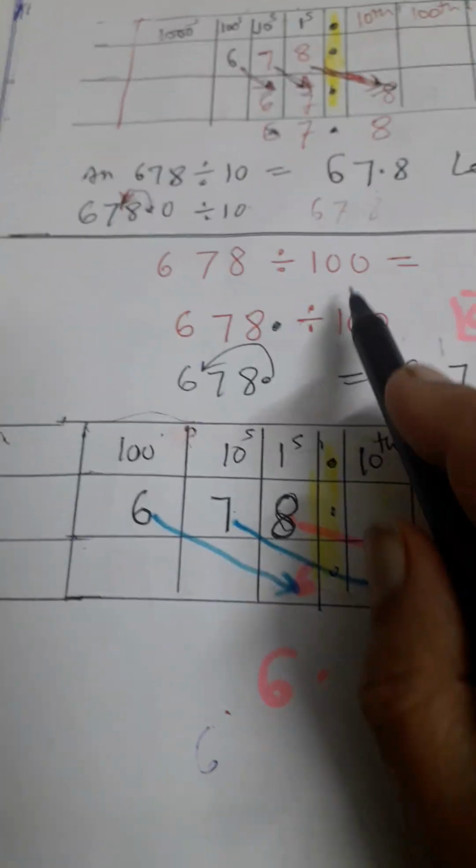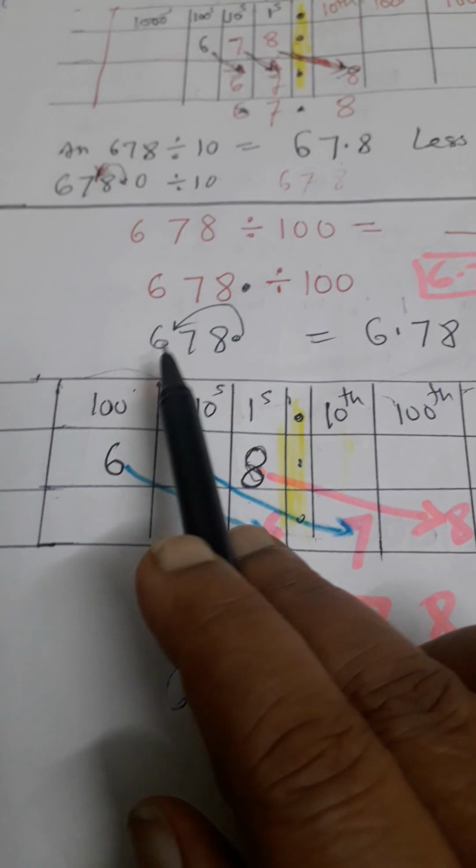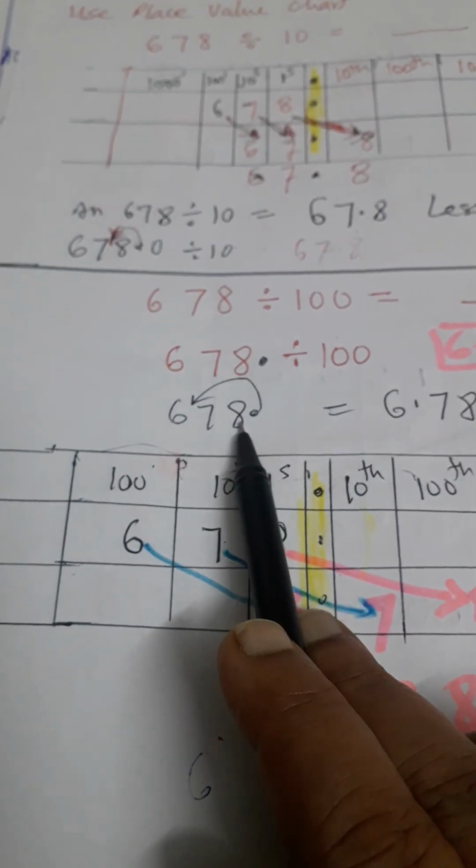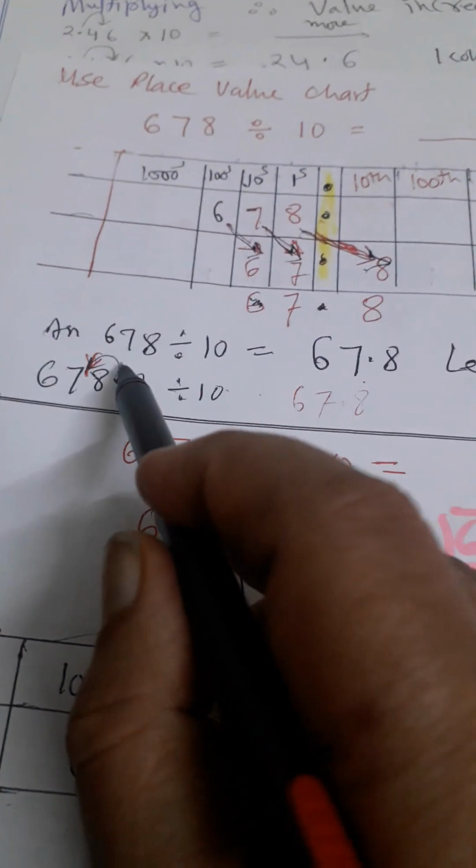When we divide by 100, there will be two decimals, a 2 digit shift. When we divide by 10, only a 1 digit shift over there.